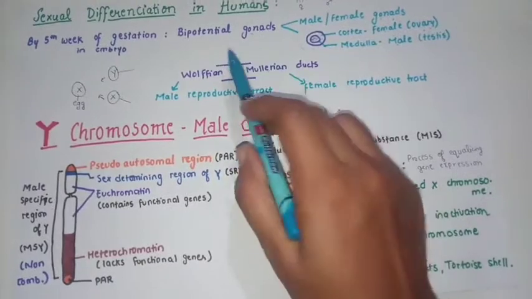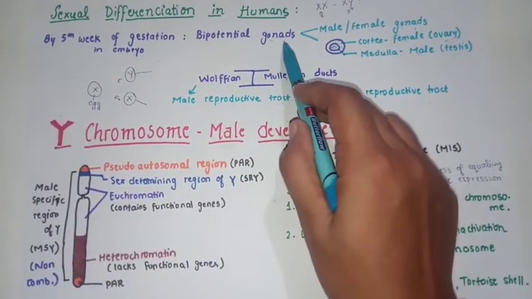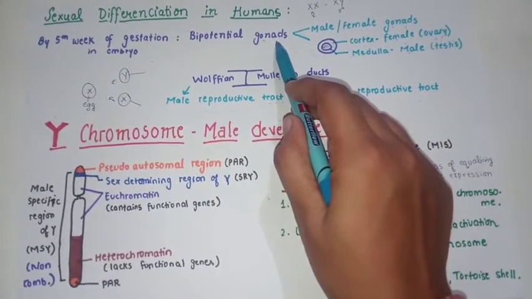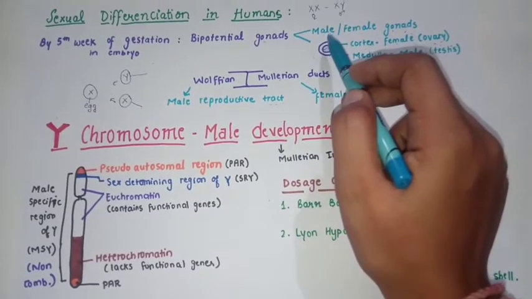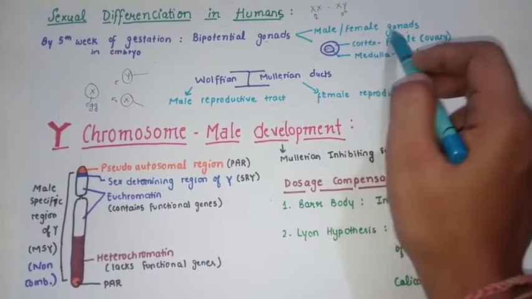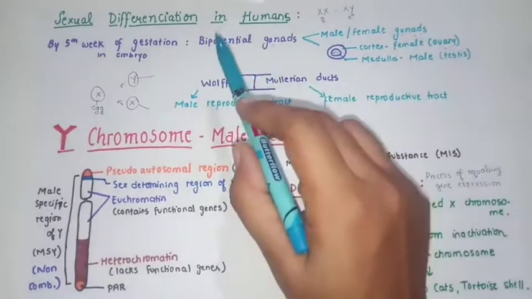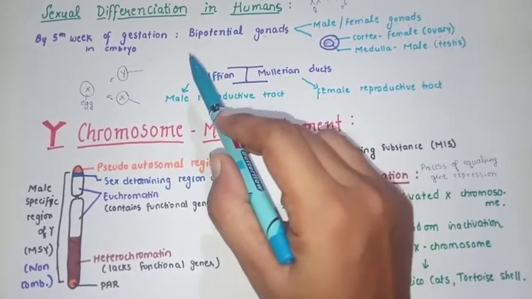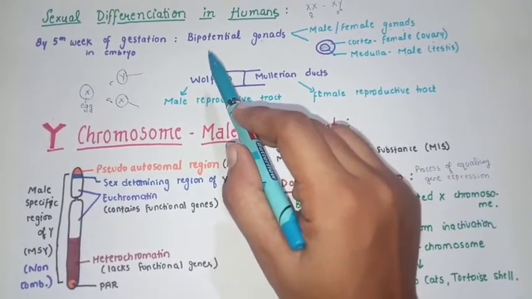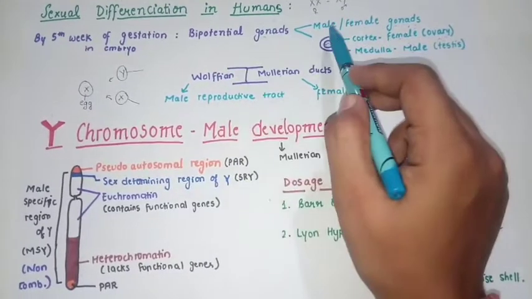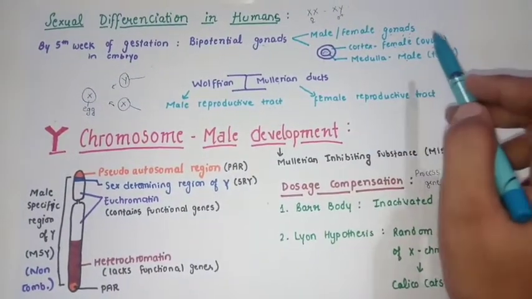In humans, there are bipotential gonads. Why are they called bipotential? Because they have the ability to develop into either a male or a female gonad. So by the fifth week of gestation, in an embryo, there is no clear-cut differentiation of whether it is male gonad development or female gonad development.